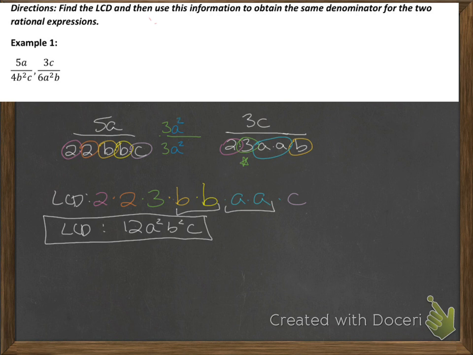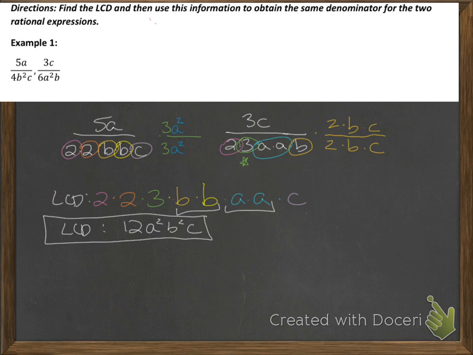Is there anything else? I don't see anything else that he has. So let's go in the other direction and look at what the left-hand fraction has that the right-hand does not. Well, the left-hand fraction has an extra 2. And what else? It has an extra b, and it has a c. Okay, so that's what the left-hand fraction has that the right-hand is missing.